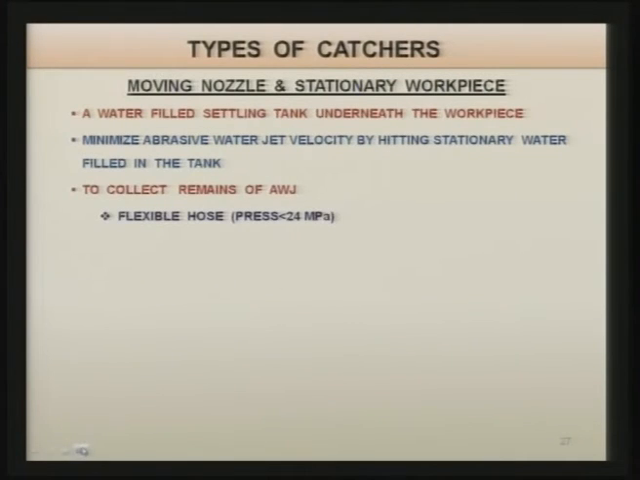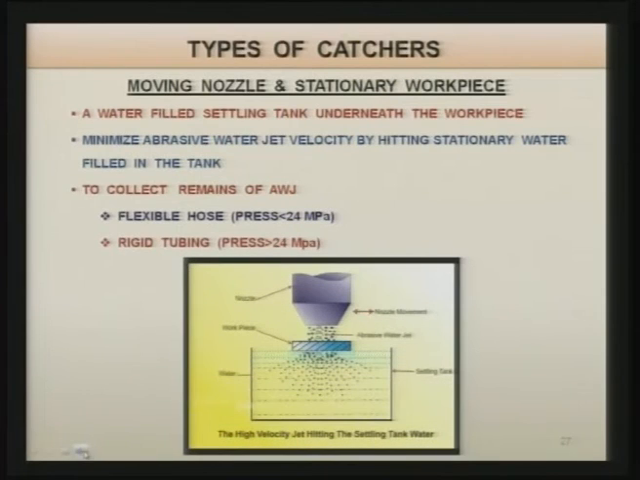To collect remains of abrasive water jet, the tank filled with water is used. For this purpose, for movement of the water, you can use the flexible hose if pressure is less than 24 megapascal. You can use the rigid tubing if pressure is greater than 24 megapascal.